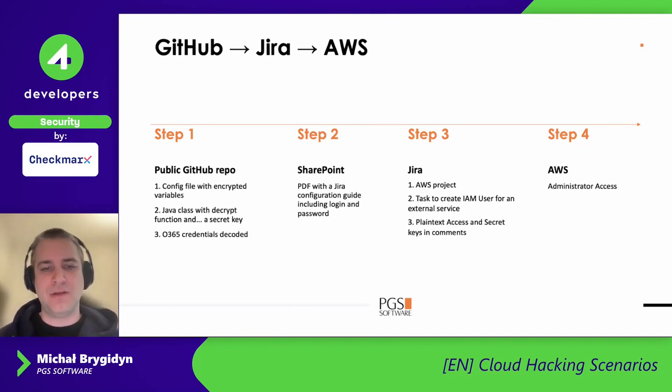But I was looking for a way to get to their AWS because I knew that they are using AWS because there was some AWS related information in that repository. So I opened SharePoint, and there were some files related to a project for internal admin, something like that. And there was a PDF file with a Jira configuration guide.